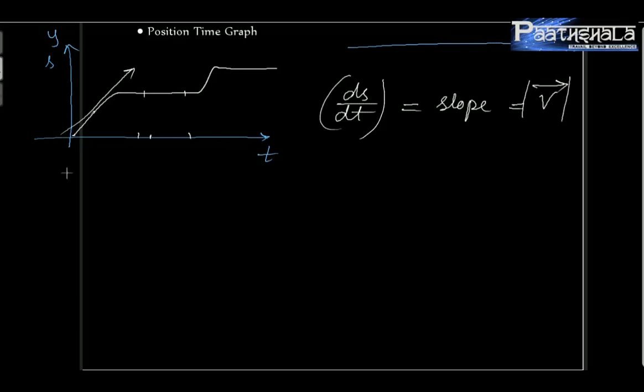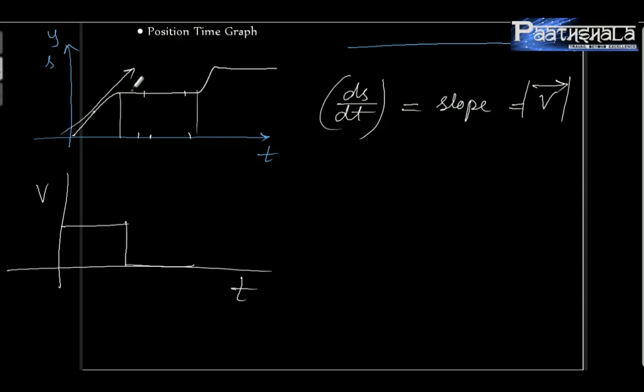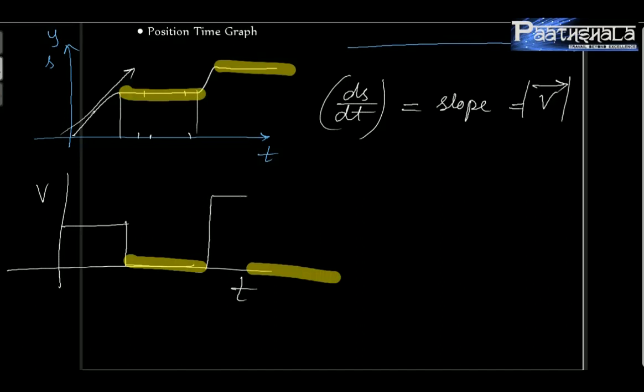So for this graph, the graph that corresponds to velocity versus time will look something like this. Initially positive instantaneous velocity is there, then zero velocity is there, right? In this part zero instantaneous velocity is there, so this part corresponds to here. Then again here also zero instantaneous velocity is there, and here steep, so higher magnitude of instantaneous velocity. So this is how the velocity time graph looks. Makes sense, right? So this is all about the position time graph.